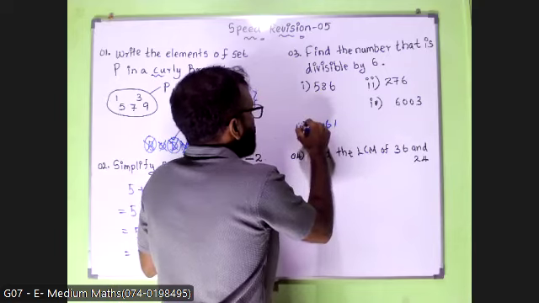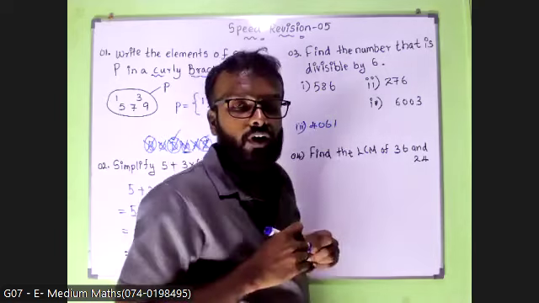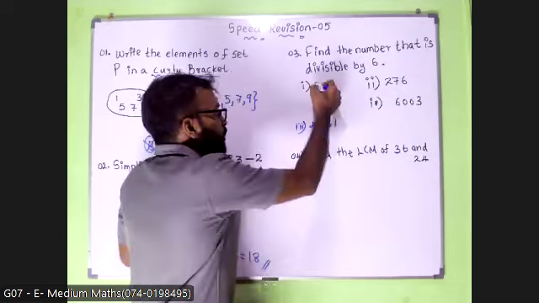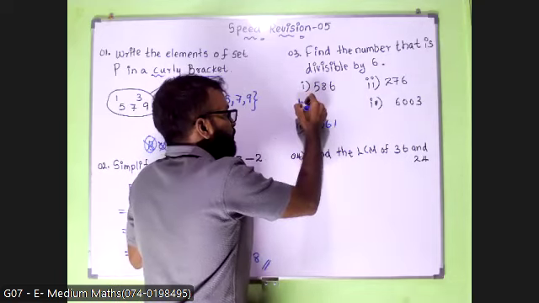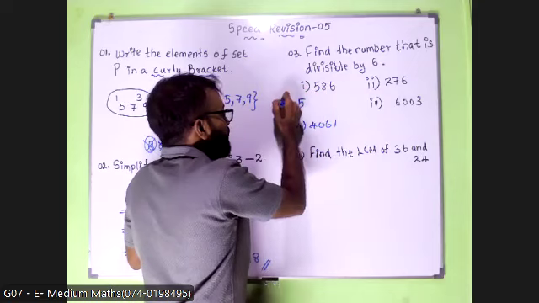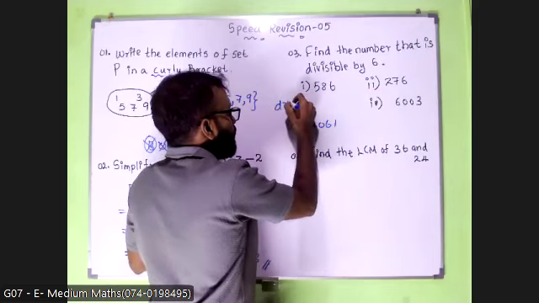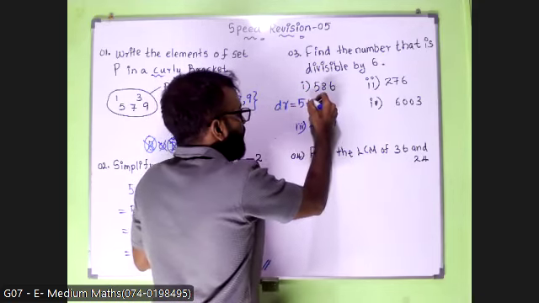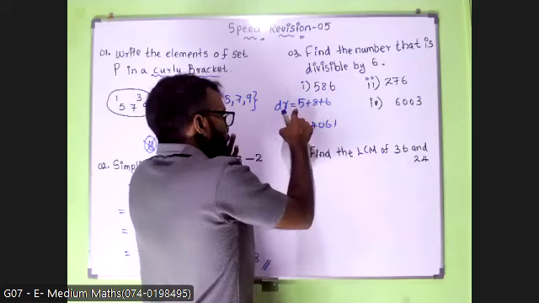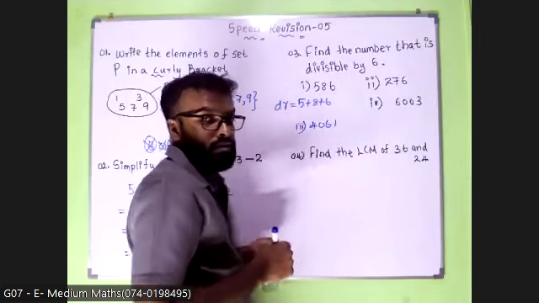Third one. So how do you find the digital root of 586? You have to add each and every digit separately in order to find the digital root. 5 plus 8 plus 6. 5 plus 8.